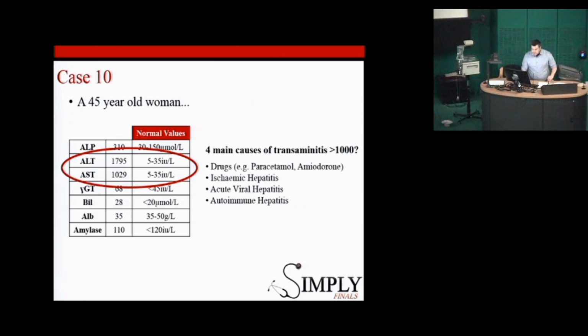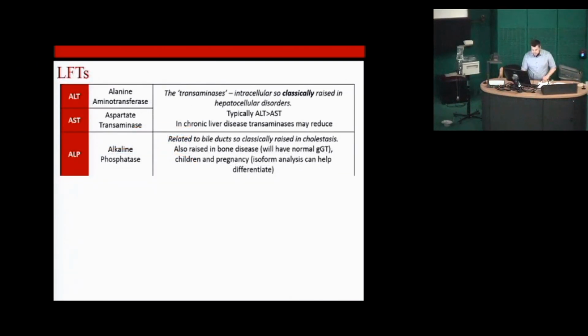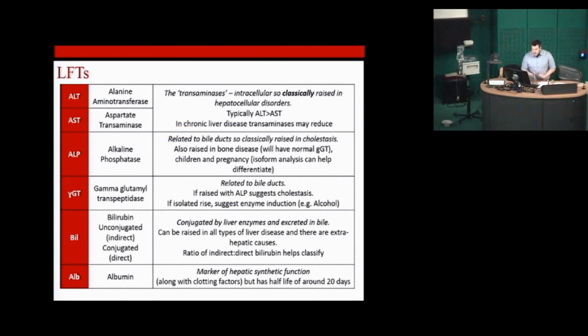So they're the 4 main causes of a huge transaminitis. And that is basically all I was going to go through for them. So that's just a summary table to go over what we've discussed. The thing we haven't touched on is the albumin. Obviously, we do albumin as part of LFTs because it's a marker of synthetic function of the liver. And what's another synthetic function of the liver that we test for? Clotting. So if you're worried about the liver function, then it's important to do an INR as well.